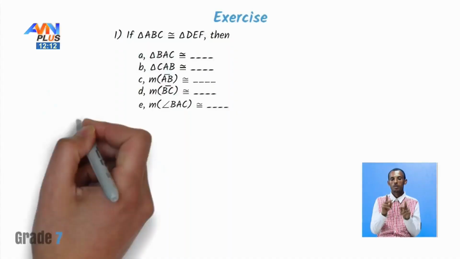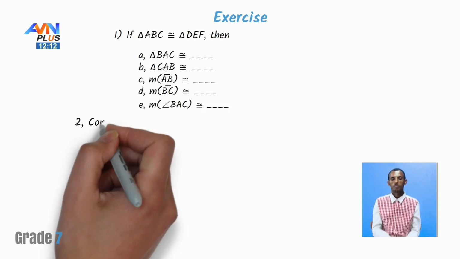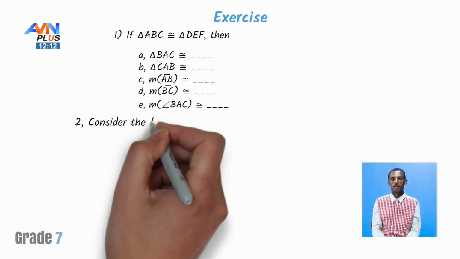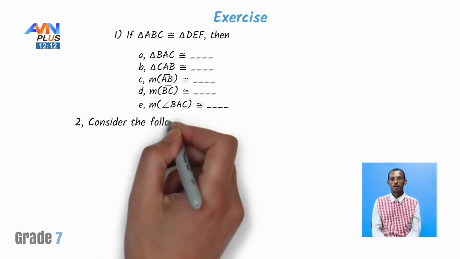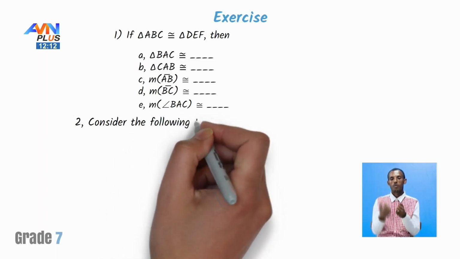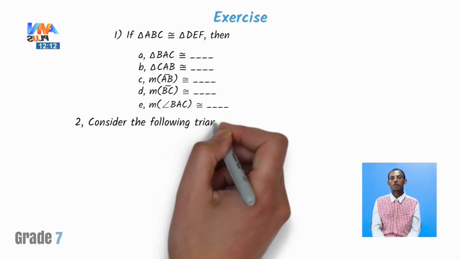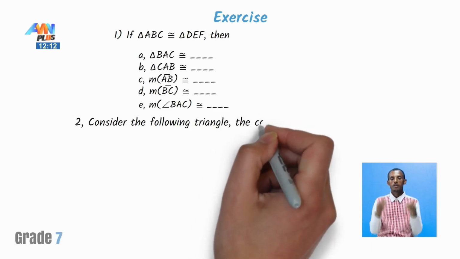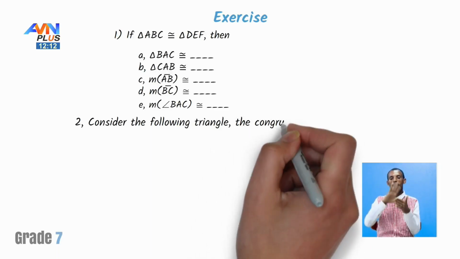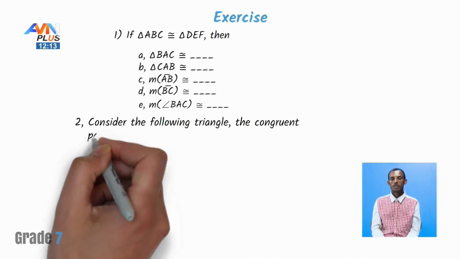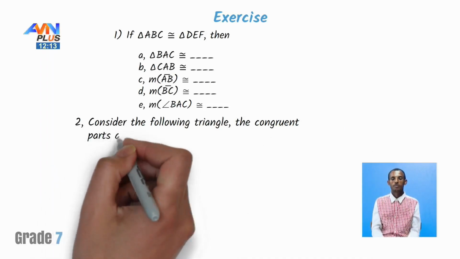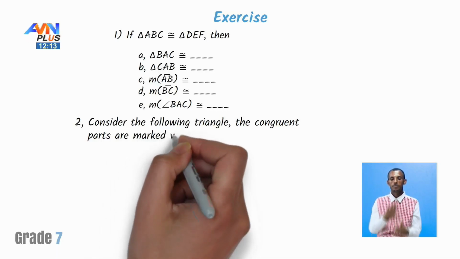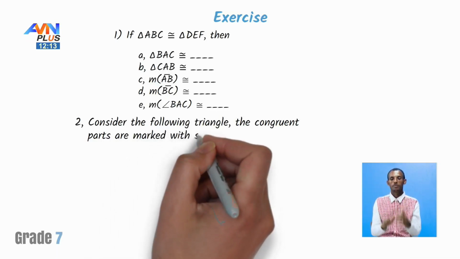Okay, second question. Considering the following two triangles, answer the following question. Consider the following triangles. The congruent parts are marked with similar symbol.